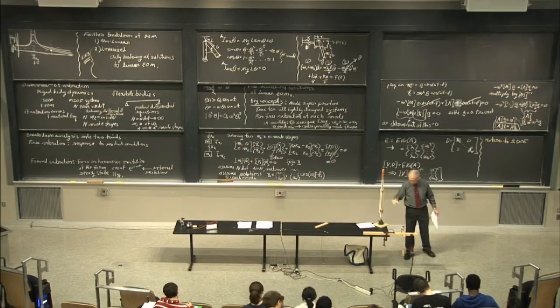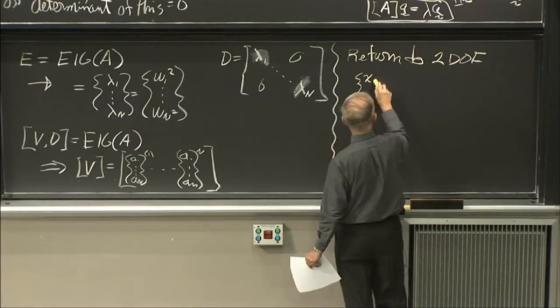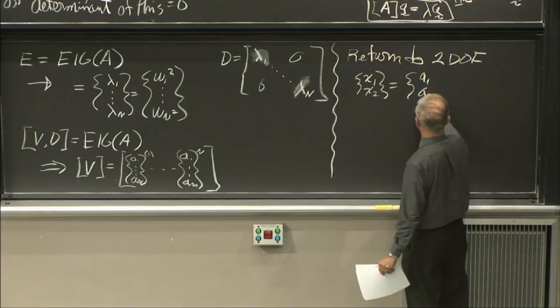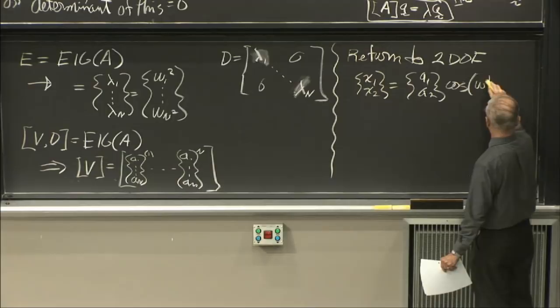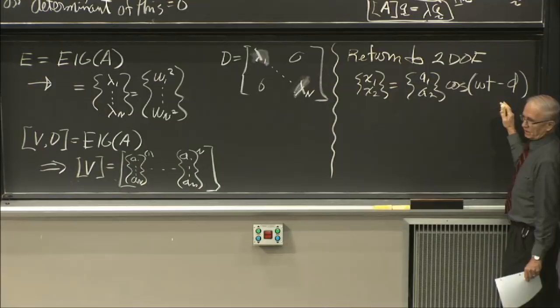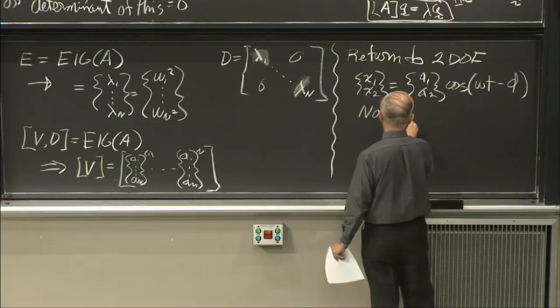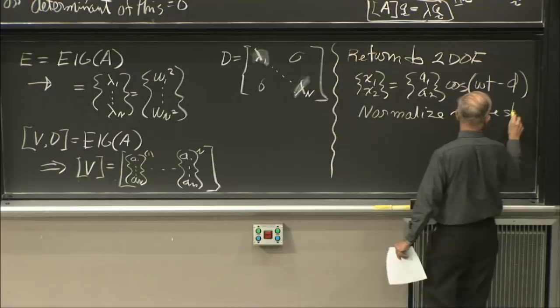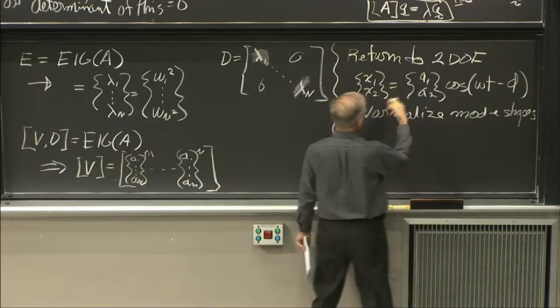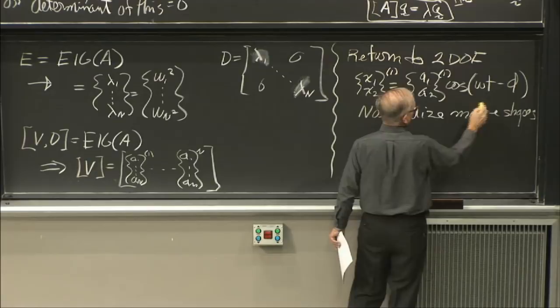And we assumed that the solution was some A1, A2 cosine omega t minus a phase angle, that each mode would have this character to it. And I'm going to normalize my mode shapes. So for each mode shape of the system, this could be for mode 1. This is the mode shape for mode 1. This is natural frequency 1 and, say, phase angle 1.